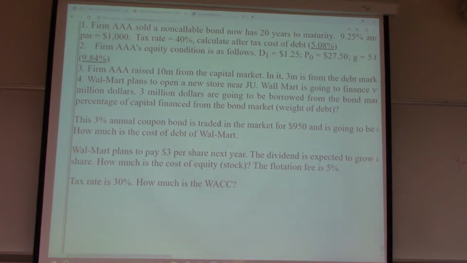Well, I think you see 3 million is the bond market, and the coupon is 3%. This is an annual coupon bond. Use the annual coupon calculator, and $9.50 is the price. It's just similar to what we just did.